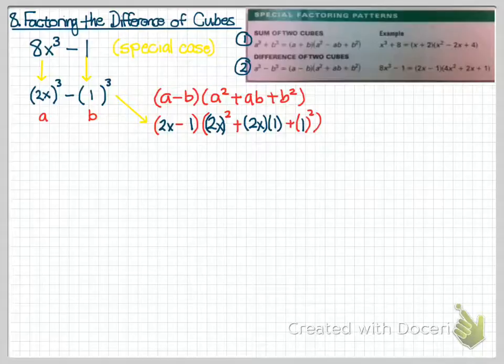Not a lot of calculation happening here, except at the very beginning where we can figure out what our A and B are. Other than that, we're just substituting into the formula. And then we clean it up.